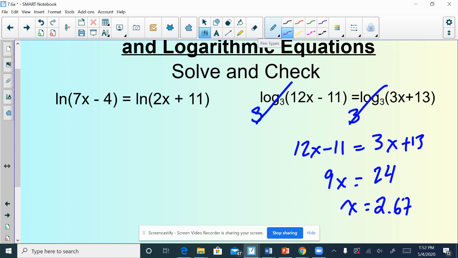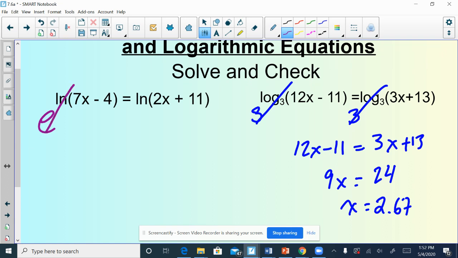I skipped this one on the left just because I wasn't sure if you guys were going to be good with how to undo ln. It's really not more tricky. Same idea here. What undoes log base 3 is 3 to the power. Well, what undoes ln? Keep in mind, ln is just log base e. So what's going to undo ln of something? Well, e to the power of something.